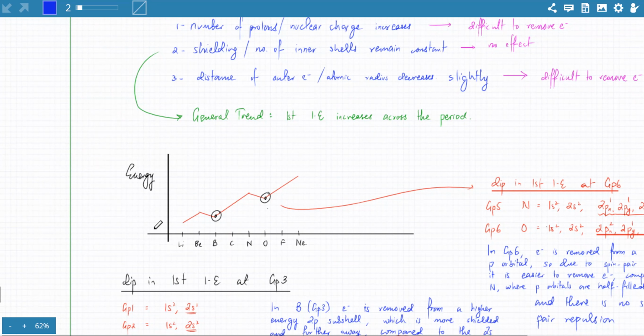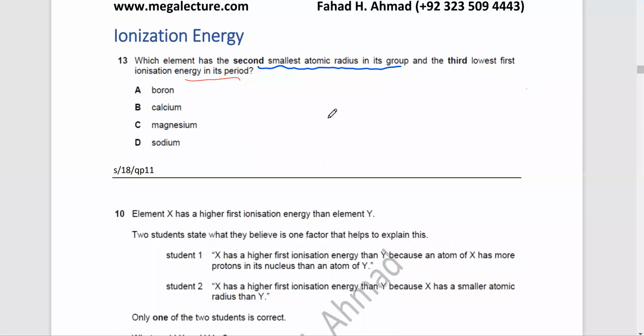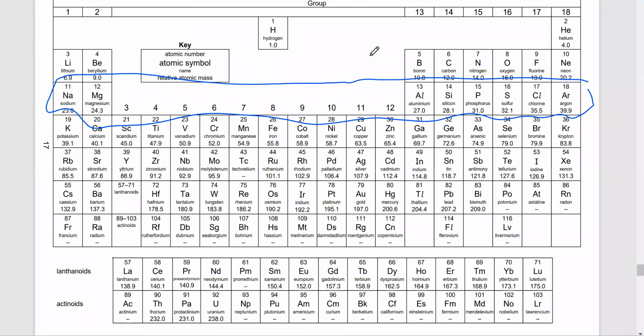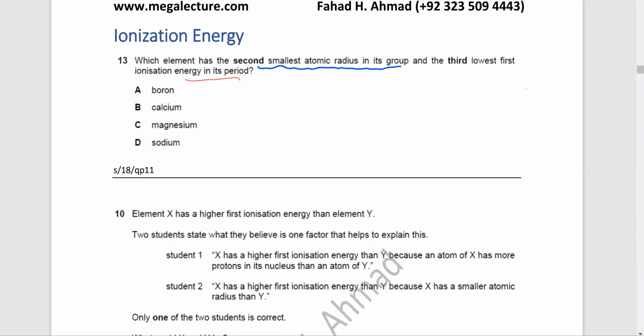So he's asking for the third lowest in the period. So the third lowest is going to be group two. So we've already singled out that the element belongs to the second period, and it's going to be magnesium. Okay, it's going to have the third lowest ionization energy in the period. As explained, the answer to this question is going to be C. It's going to be magnesium.